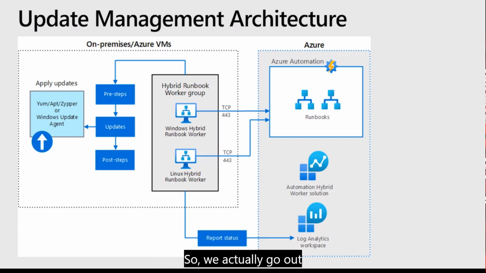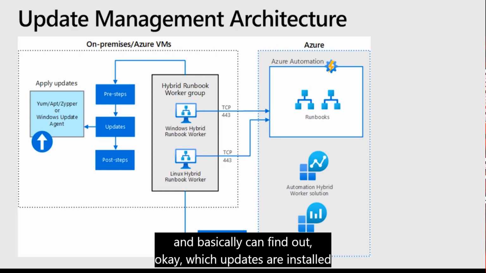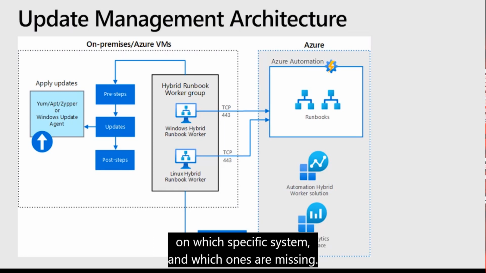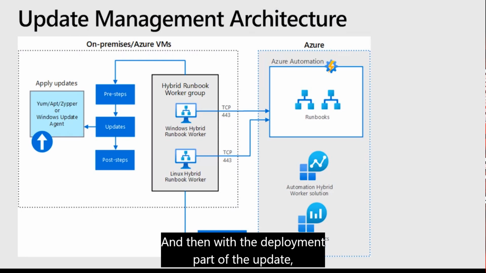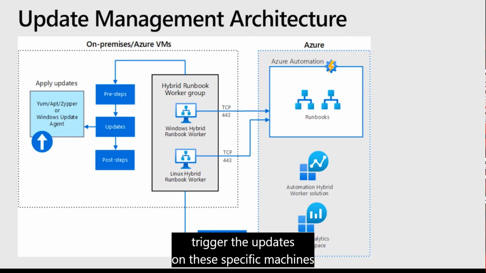So we actually go out and install the Log Analytics agent, which then reports the update status to the Log Analytics workspace. The update management solution then goes through these logs and basically can find out, okay, which updates are installed on which specific system and which ones are missing. And then with the deployment part of the update, which I'm going to show you in a quick demo, you can actually go out and trigger the updates on these specific machines.